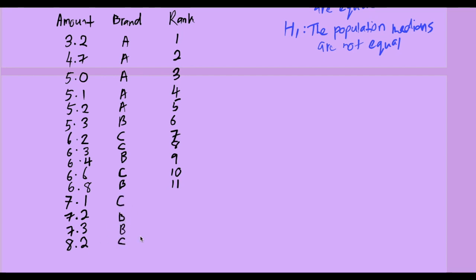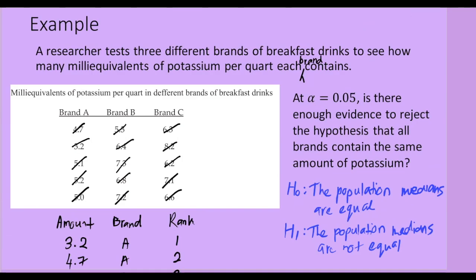CPBC, rank number 12, 13, 14 and 15. Okay, then the next step would be to find the test statistics. So before we do that, we need to find the sum of ranks for each brand. So the sum of rank for brand A, or I shall name it as R1, as denoted here, right?